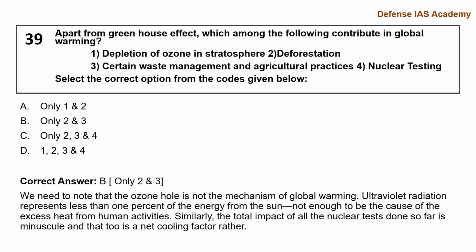We need to note that the ozone hole is not the mechanism of global warming. Ultraviolet radiation represents less than 1% of energy from the sun, not enough to be the cause of the excess heat from human activities. Similarly, the total impact of all the nuclear tests done so far is minuscule, and that too is a net cooling factor rather.